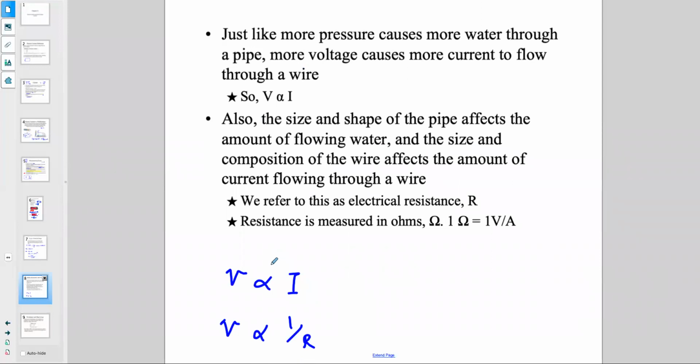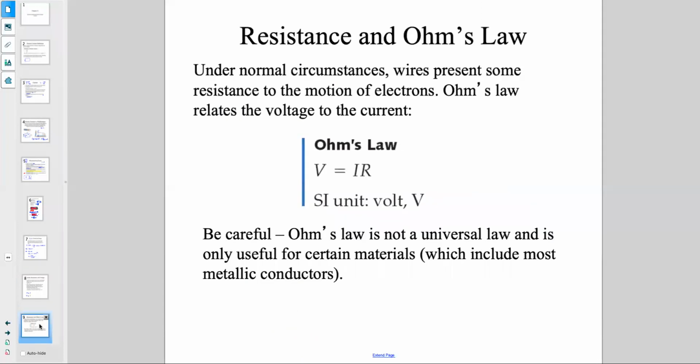Both of them, not 1 over R. This is related to R. I has a reverse relationship with R, not V. V is equal to IR. So if I want to write these two in a law, this would be called Ohm's law.